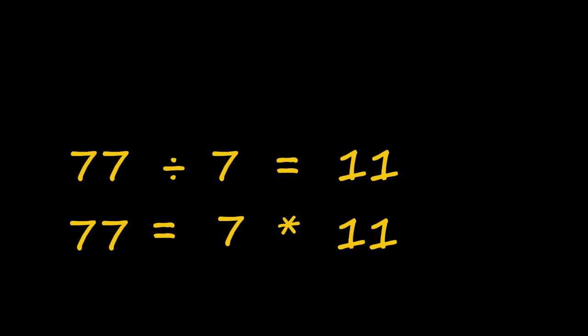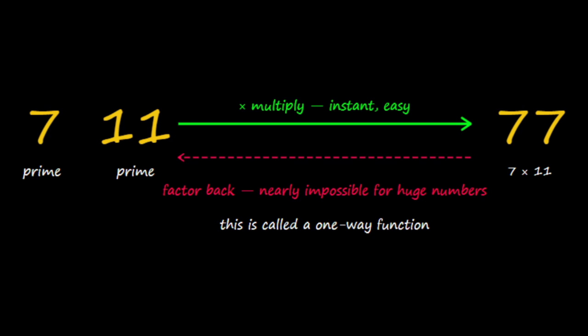But now imagine a number with hundreds of digits. Finding its prime factors becomes essentially impossible, even for the most powerful computers on Earth running for thousands of years. This difficulty is called the integer factorization problem. Multiplying 7 times 11 to get 77 takes one step, instant and easy. But going the other way is nearly impossible for huge numbers. This is called a one-way function. It is easy in one direction and nearly impossible to reverse, and this is the foundation of cryptographic security.